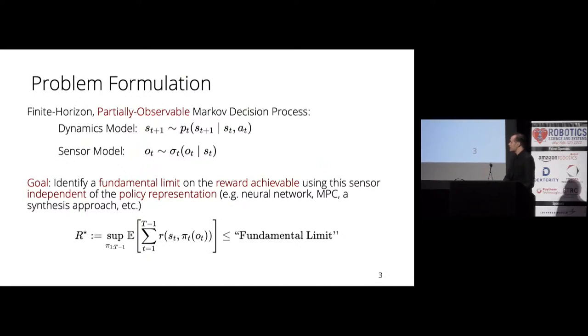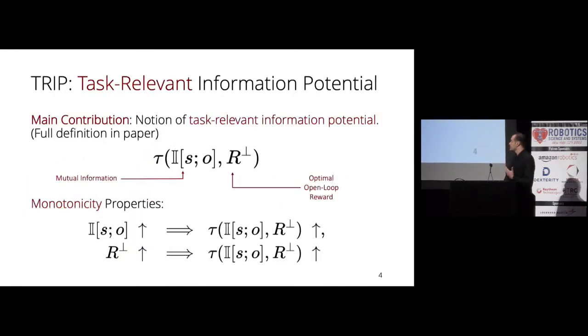We attempt to address this in our paper by proposing a fundamental limit for robotic control, where we consider a partially observable Markov decision process, and our goal is to find an upper bound that is independent of how the policy is implemented on the closed loop reward achievable by your controller, regardless of how your controller is implemented. It could be via MPC or reinforcement learning or some other method.